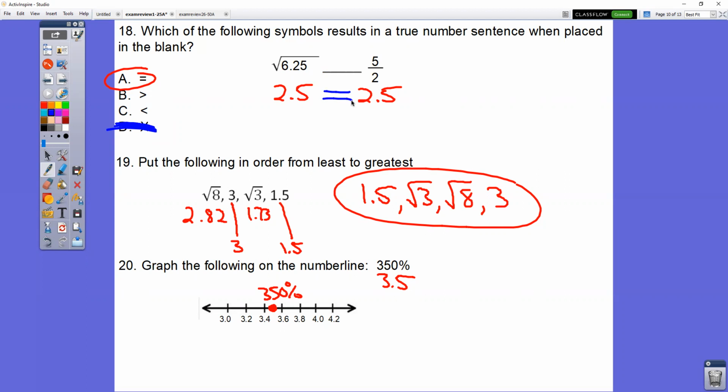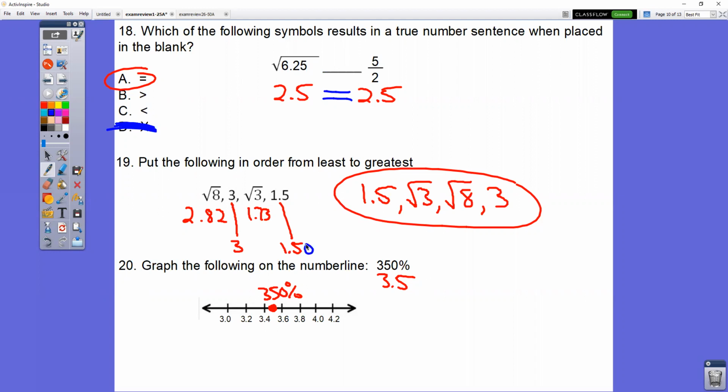In question number 19, put the numbers in order from least to greatest. In Class Kick, this looks a little bit different for you. You had to number them with 1, 2, 3, and 4. So what I would do is type these numbers into the calculator to make them look like money. Square root of 8 is $2.82. Square root of 3 is $1.73. And this is really like $1.50.